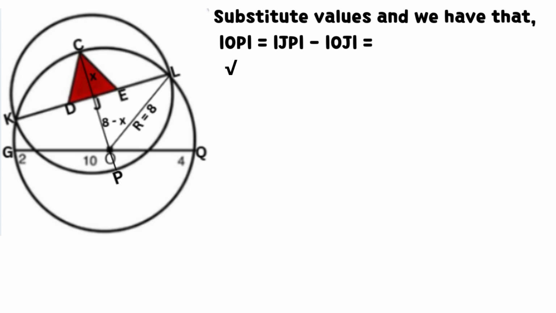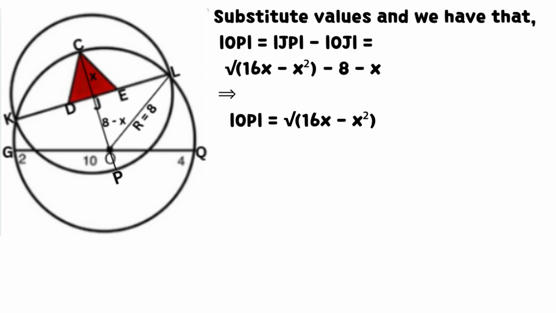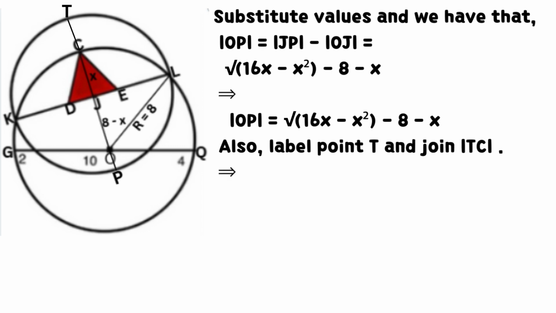Substitute values and we have that line OP equals line JP minus line OJ, which equals the square root of 16X minus the square of X, minus 8 minus X. It implies that line OP equals the square root of 16X minus the square of X minus 8 minus X.